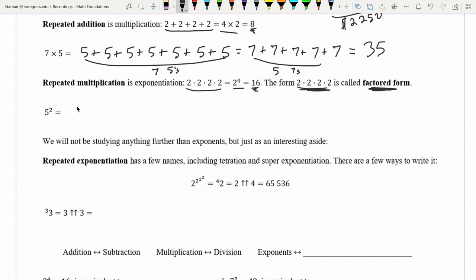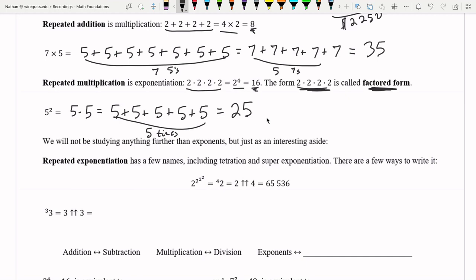5 squared is the same thing as 5 times 5. But of course, 5 times 5, multiplication, is just repeated addition. So we're going to have 5 plus 5 plus 5 plus 5 plus 5, which is 5 times. And that gives you 25.